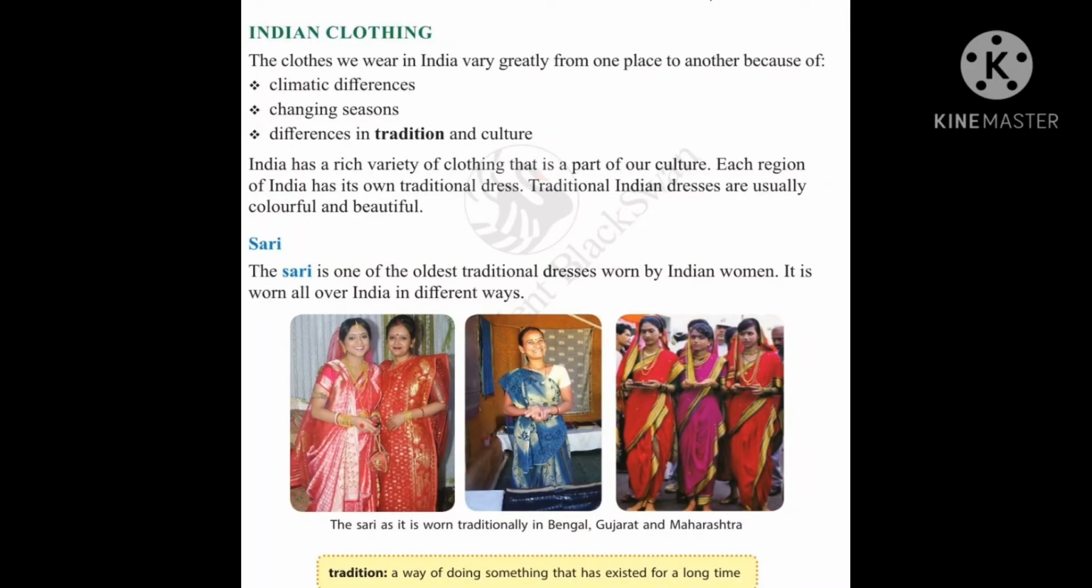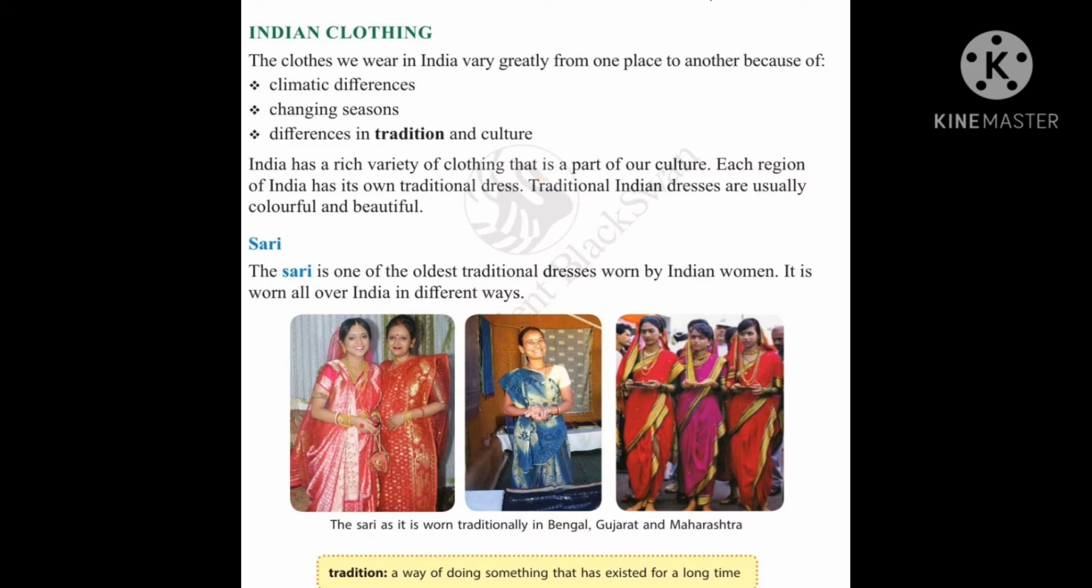Indian clothing. The clothes we wear in India vary greatly from one place to another because of climatic differences, changing seasons, differences in tradition and culture. India has a rich variety of clothing that is a part of our culture. Each region of India has its own traditional dress. Traditional Indian dresses are usually colorful and beautiful. Tradition means a way of doing something that has existed for a long time.